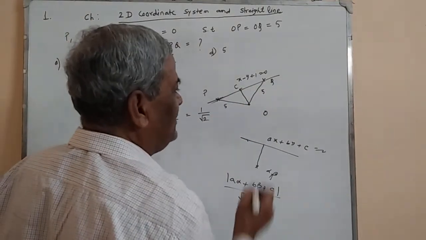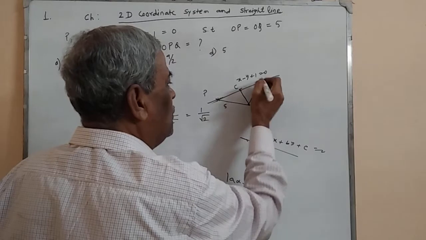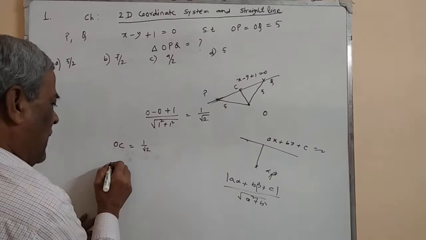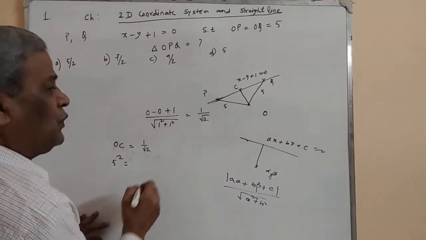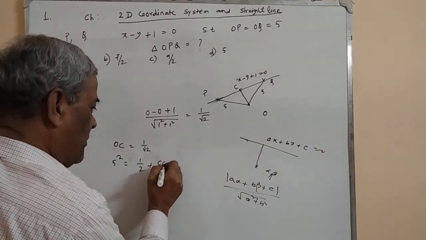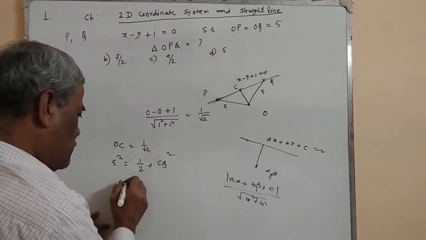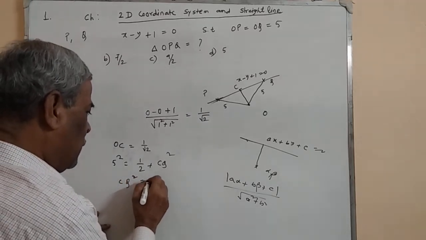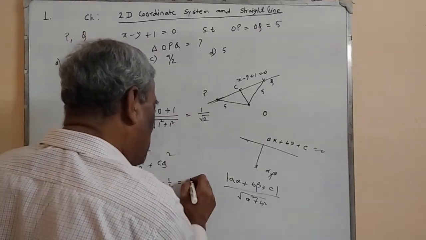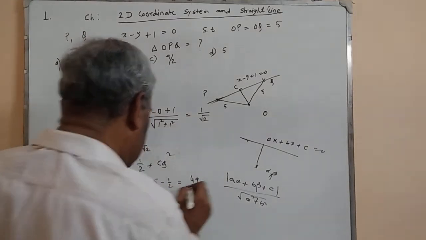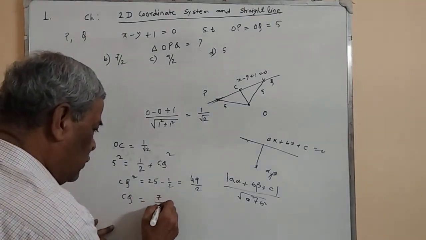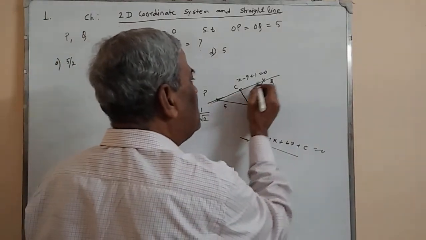OQ is 5 and OCQ is a right angle triangle. So by Pythagoras theorem, 5 square is equal to OC square, that is 1 by 2, plus CQ square. So CQ square is equal to 25 minus half, which is equal to 49 by 2. So CQ is 7 by root 2.